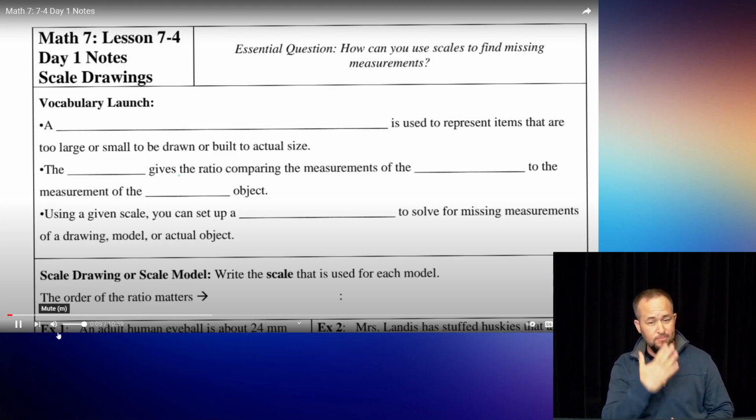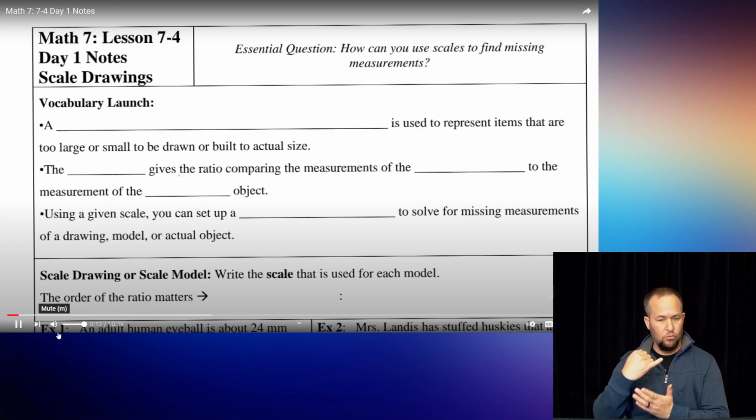Let's go ahead and get started with 7-4 day 1 notes on scale drawings. Today we're going to look at models, and then for day 2 we're going to look at a scale factor.